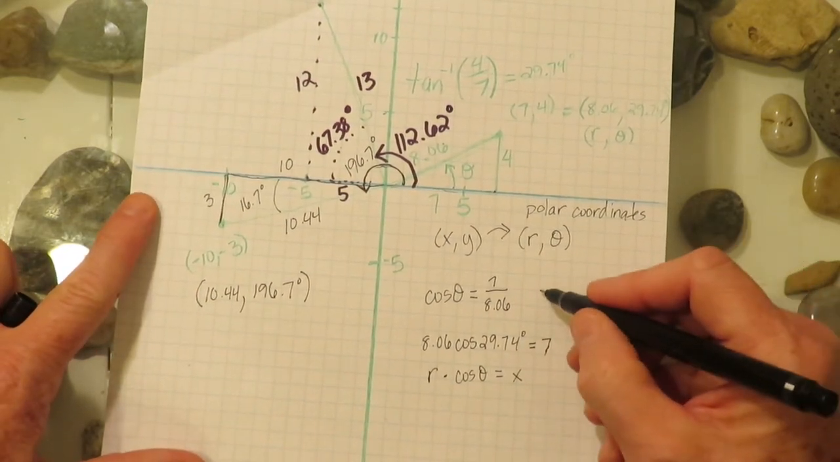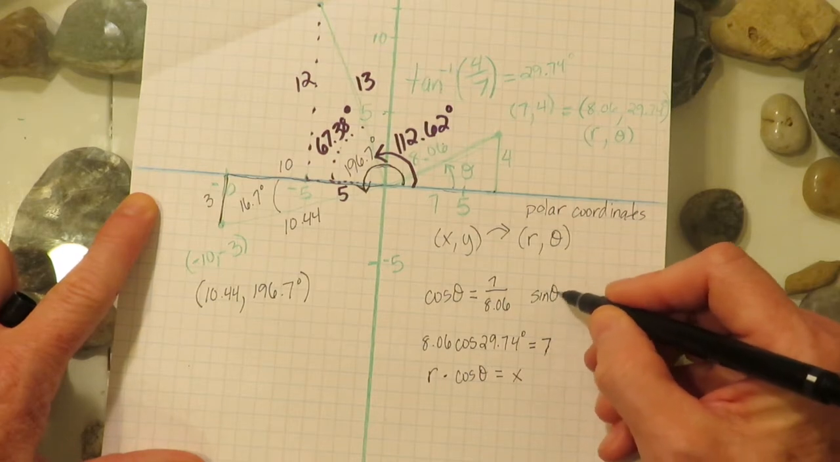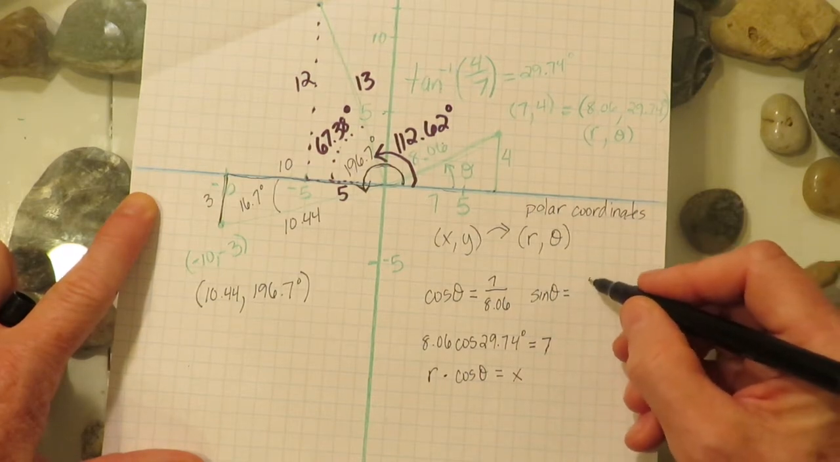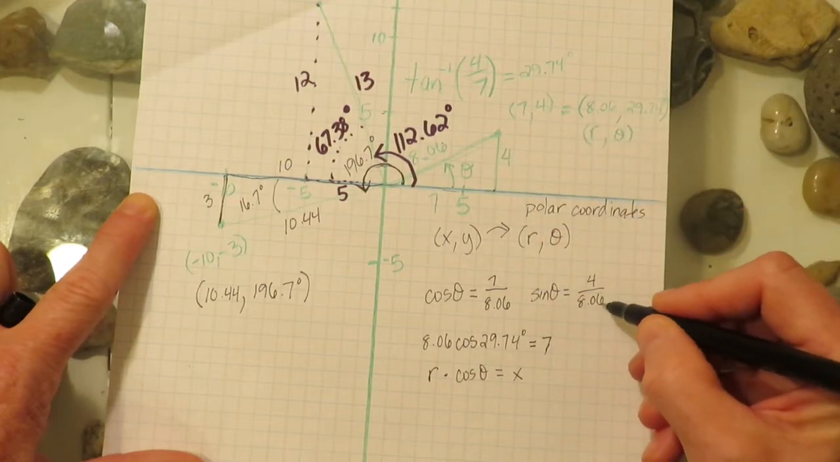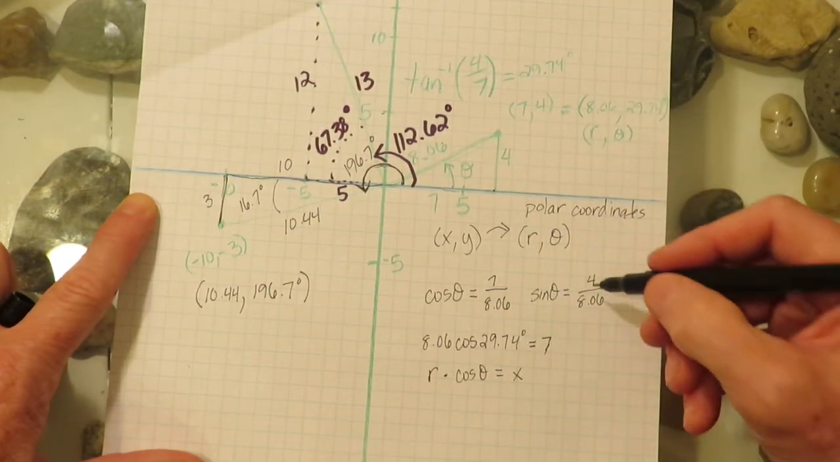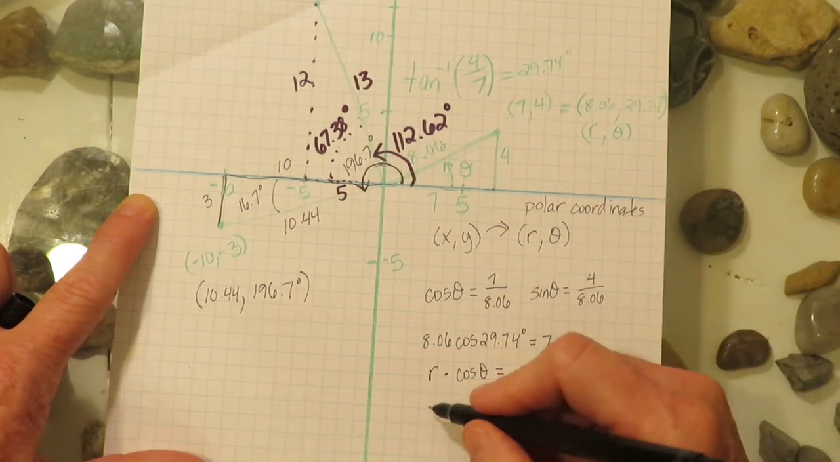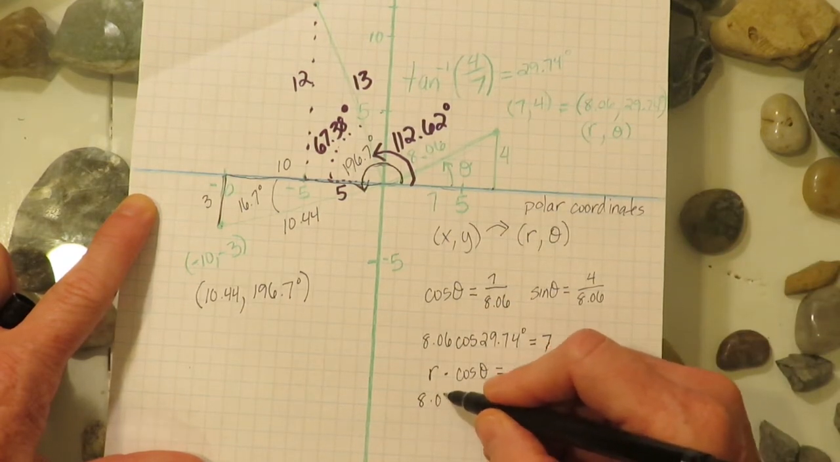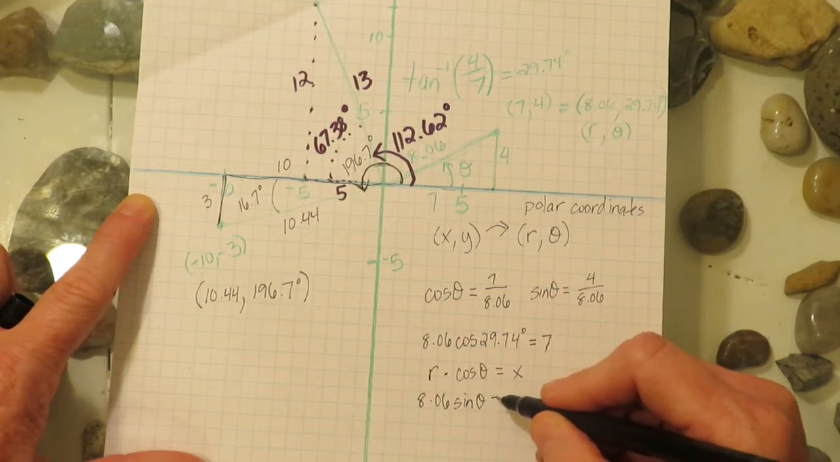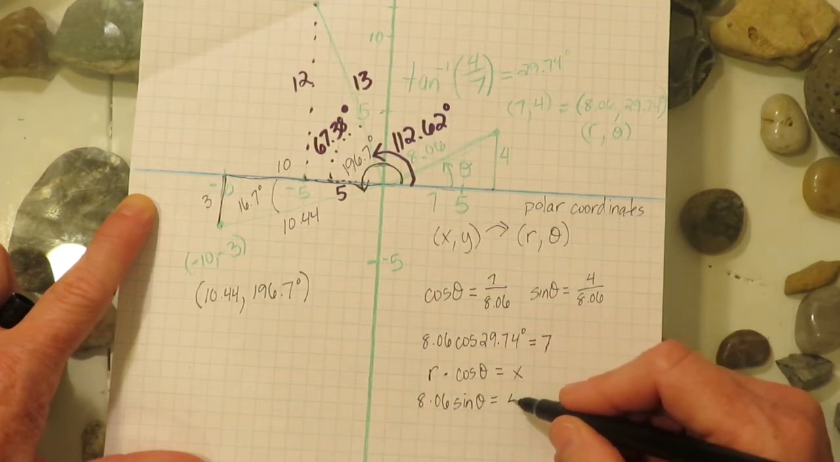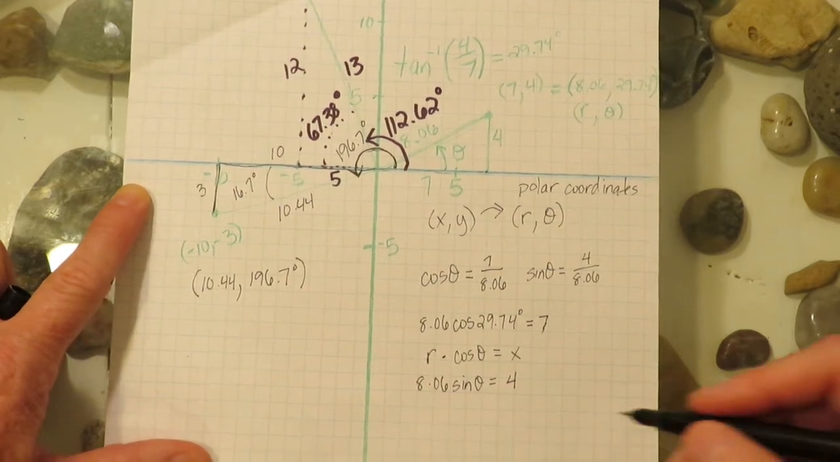And if I take sine of the angle, sine would be the opposite side, or the 4, over 8.06, which was the hypotenuse. And if I rewrite that equation, I get 8.06 times sine of theta equals the y coordinate, which was 4.